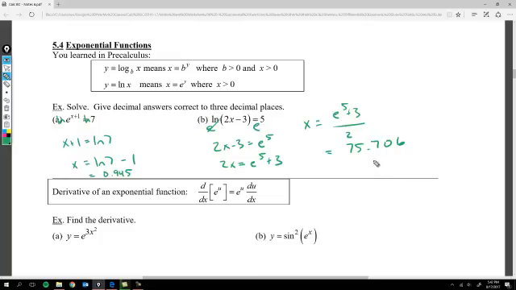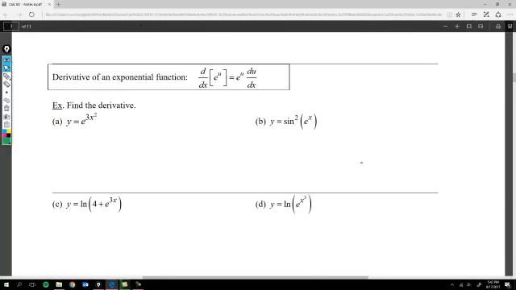The derivative of the exponential function is arguably the easiest one. The derivative of e to the x is just e to the x. The derivative of e to the u is e to the u, and then times du dx, or we could write this as e to the u times u prime. So all you have to do is remember chain rule.